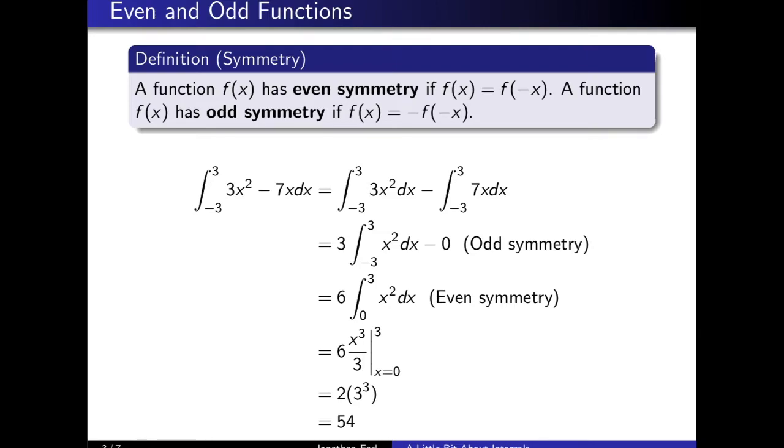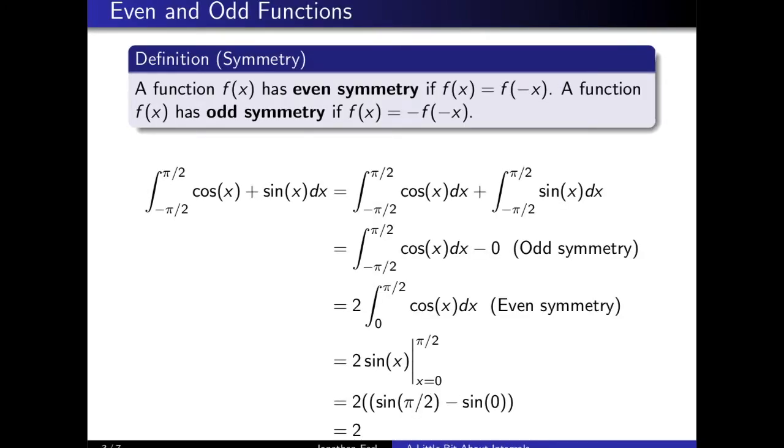The second integral is going to be an odd function. We have only odd powers of x, so that integral will be 0. The first integral, we have an even function, so we can take twice the integral from 0 to 3 of x squared, and when we find that, we wind up with 54.